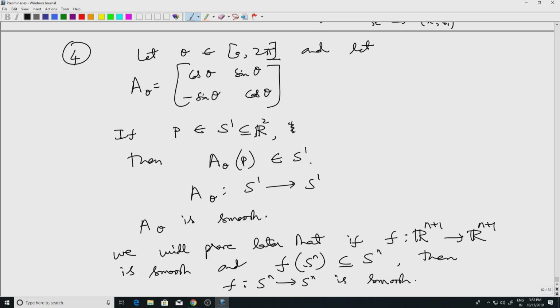So if we know that the map between the bigger Euclidean spaces is smooth, and of course it takes the sphere back to itself, otherwise this doesn't even make sense. So we need the sphere to go back to itself. Then f as a map from Sn to Sn is also smooth. And in fact this will be a very special case of maps between submanifolds and so on.